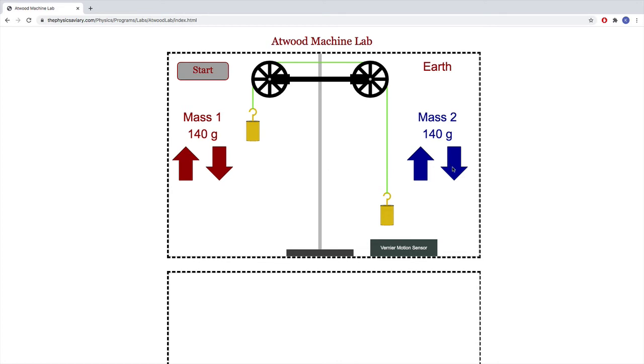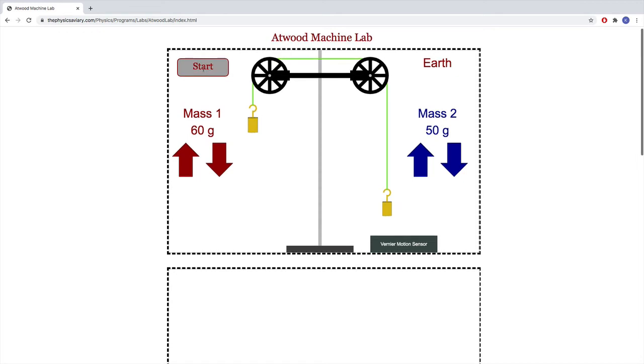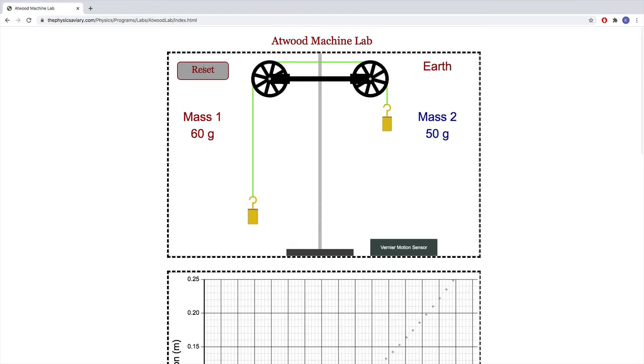Don't be alarmed. The only reason is that you should always set your ascending mass first. So set this at 50 and then set this at 60. Okay, then what are we going to do? Let's go ahead and start the simulation. Okay, then start. Boom.